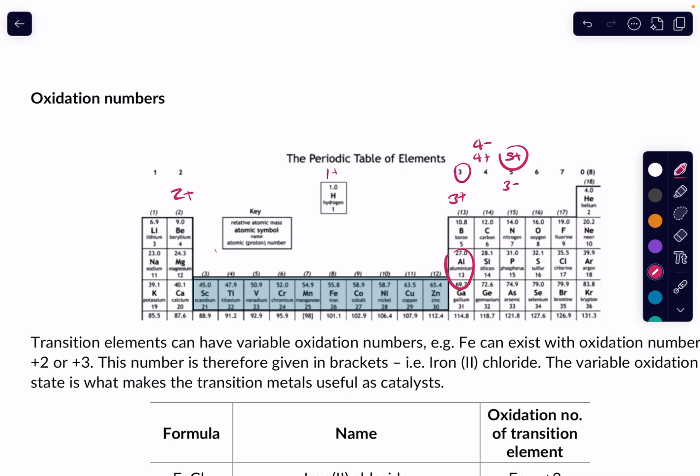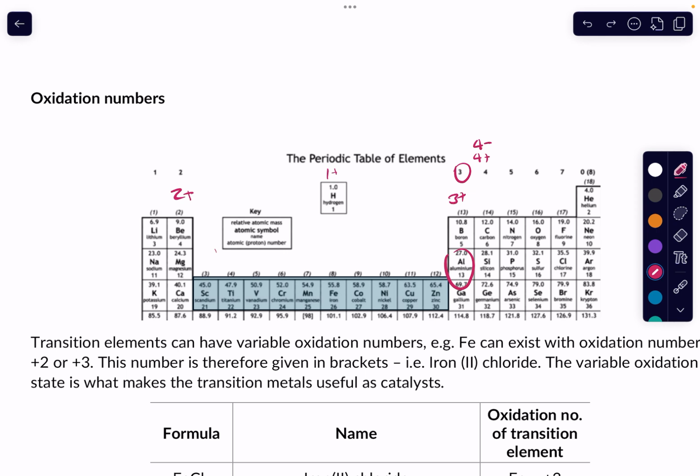The reason being is we're trying to complete the 8 octet rule, the 8 outer shell. So what is easier for nitrogen to do? Is it easier for it to gain 3 electrons, or is it easier for it to lose 5? It's easier for it to gain 3. If it gains 3 electrons, it's being reduced. Therefore, it becomes 3 minus.